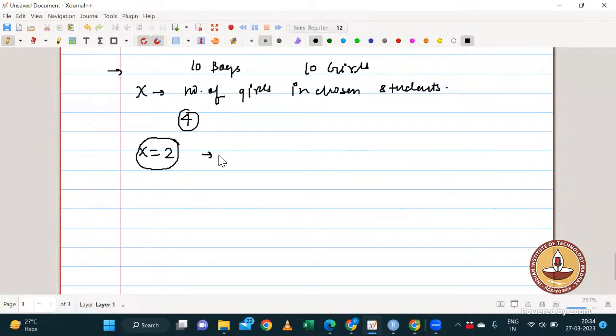So in how many ways can you choose 2 girls? 10C2, because I have 10 girls, right? Yes. Since we have to select a total of 4 students, if we have chosen 2 girls out of 10, that means the remaining 2 should be boys. Correct?